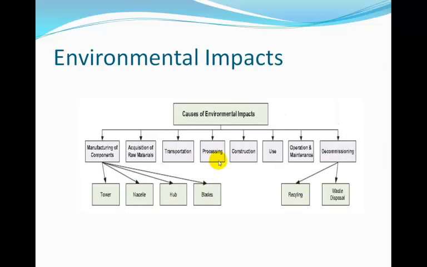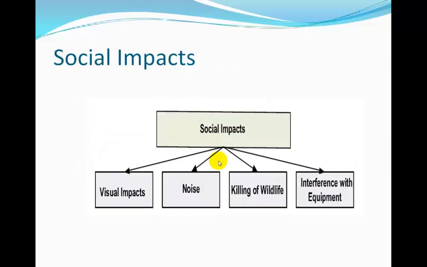Environmental impacts. As shown in the figure, most environmental impacts arise from the manufacturing of the components and decommissioning of the wind turbine. It can be concluded from the study that the environmental impact can be reduced during the manufacturing stages by careful design of the turbine and its components.